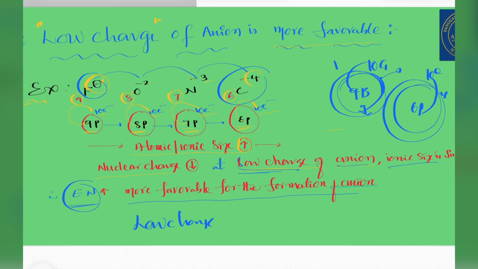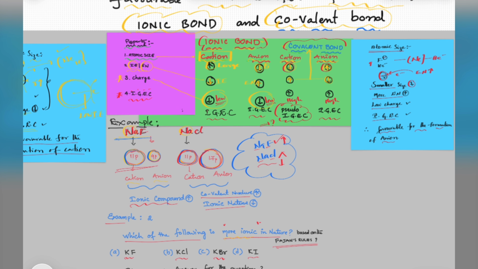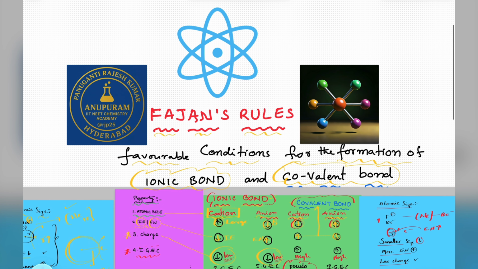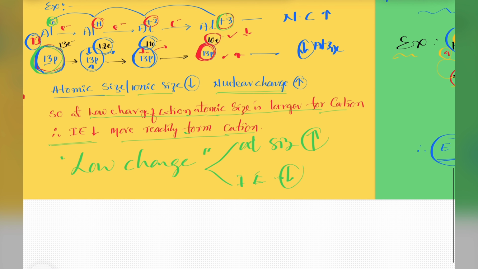Therefore, low charge. At low charge, smaller size. The first point is smaller size and most electronegativity. These two conditions are favorable for the formation of ionic bond. Got it? That's why both cation and anion compulsorily require low charge. This is the main importance of Fajans' rules. Clear, students? So that is today's class.